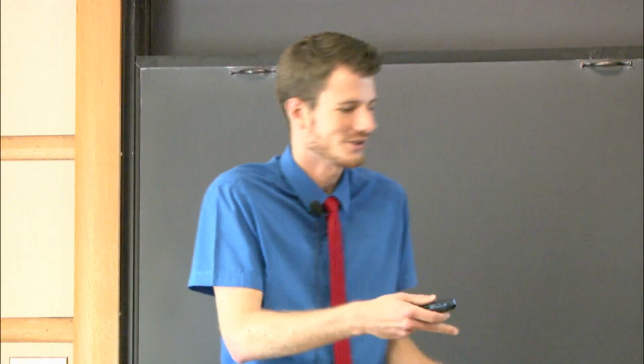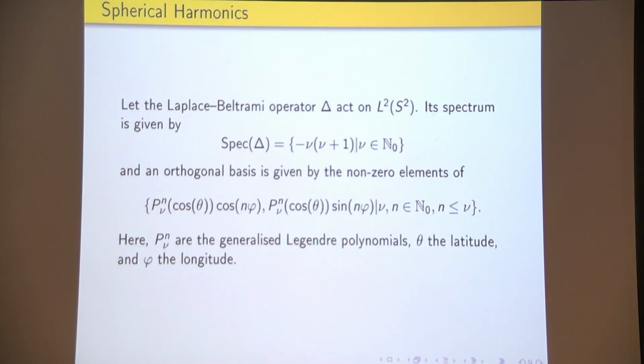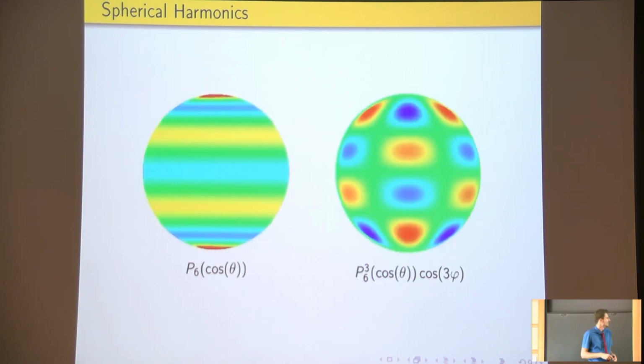We're going to be in the setting of the two-dimensional sphere with the usual metric, and we'll have the Laplace operator acting on the L2 space, and it's been known for a very long time now that the spectrum is given by these numbers. And you can write down an explicit orthogonal basis in terms of these generalized Legendre polynomials. You just take a character in the longitude direction, and then you need to solve a PDE in the latitude direction, and that is then solved by these generalized Legendre polynomials. And they look as follows.